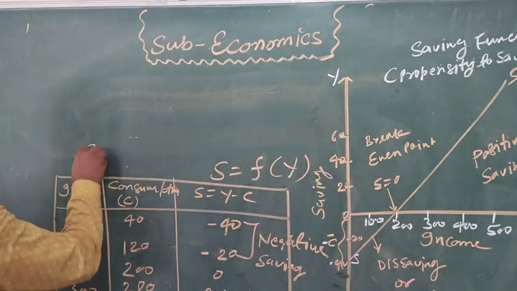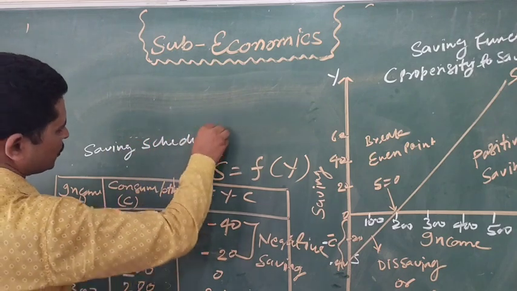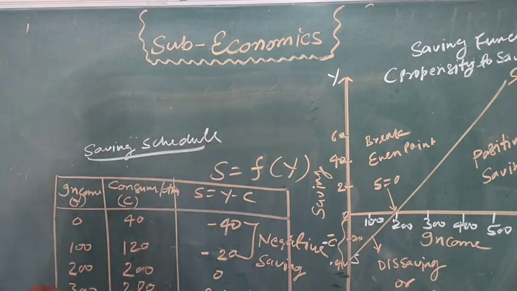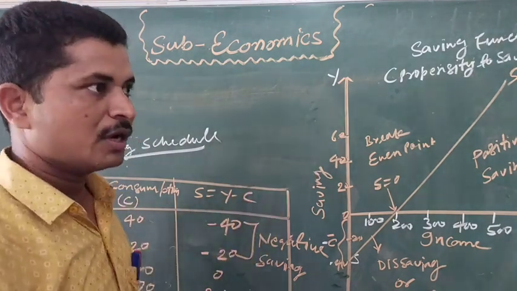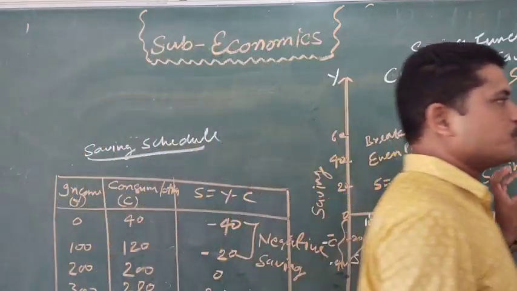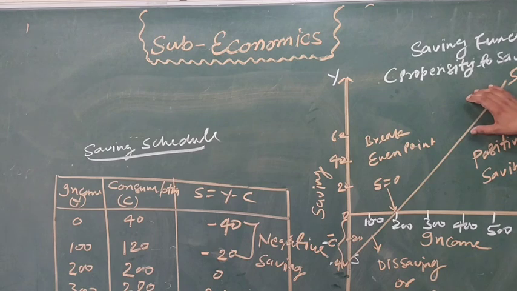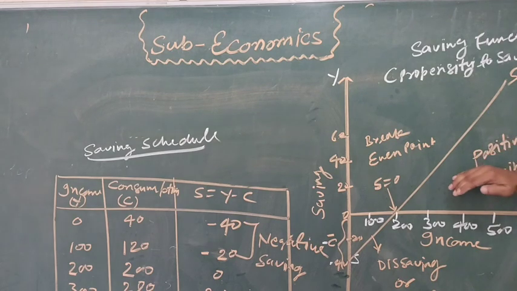This is the saving schedule. According to the saving schedule, we have referred to the saving function, which means we have referred to the saving curve. The saving curve has an upward slope. When the level of income increases, saving also increases. So it shows the upward slope. It shows the positive relationship between saving and income.